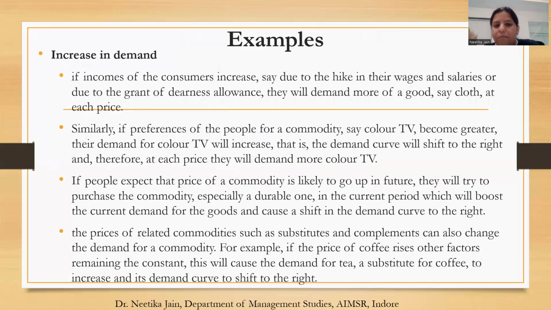We can see more examples, like the income of the consumer increases, say due to a hike in their wages. Clear? So if their income rises due to increase in DA, sometimes we have seen that the central government employees' DA has increased. So I'll buy more clothes because my income has increased. I'll buy more of my jewelry because my income has increased. Okay. Sometimes my preference gets changed. Previously, a color television was very rare. But now an LED television is very common. A 40-inch LED television is very common in every household, even in a middle class family.